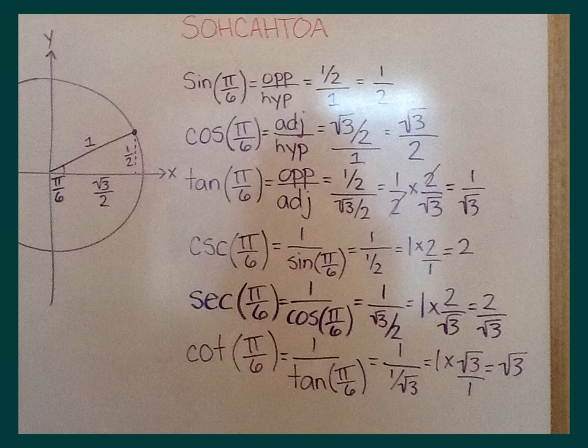Last but not least, I found the cotangent of the angle. I used the fact that cotangent of an angle is 1 over tangent of the angle. From up here, tangent of pi over 6 is 1 over root 3. So that means cotangent is 1 divided by 1 over root 3. Once again, I multiplied by the reciprocal of the fraction in the denominator. So then I had 1 times root 3 over 1, which is just root 3.